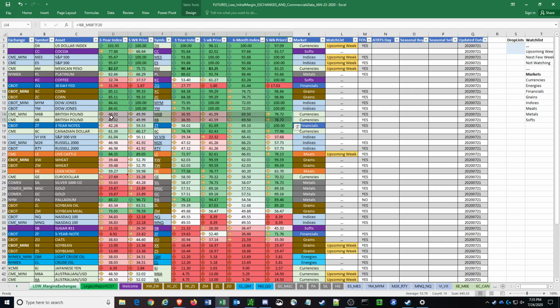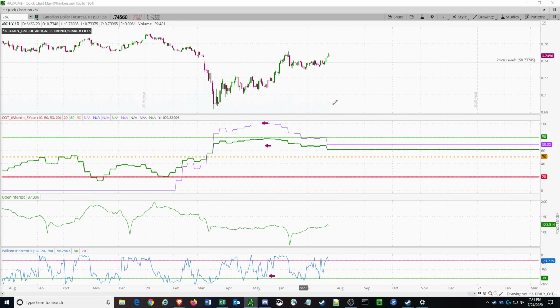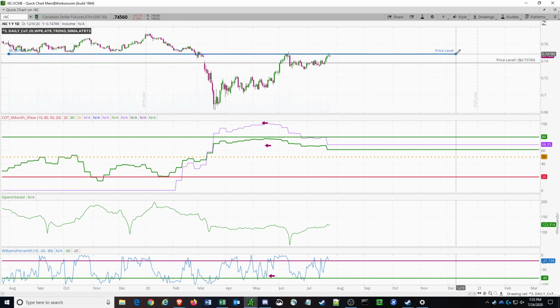But I haven't looked at the British pound in some time. There's a Canadian dollar, a little bit lower on the index. Let's take a look at the Canadian dollar real quick and see what we can see. Not as impressive a move as we saw on the euro here. And there's that long-term support, turned resistance. So they're going to try to breach and come after some short positions here on the squeeze.